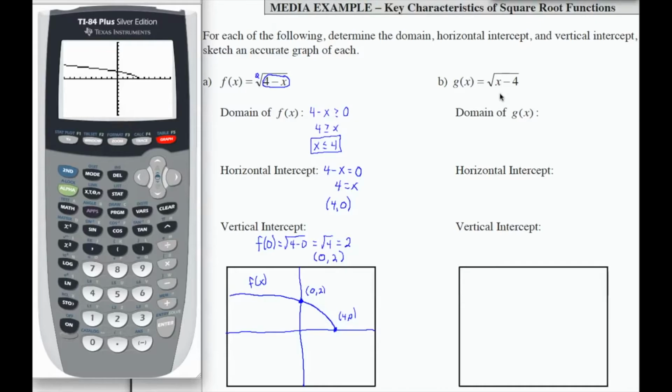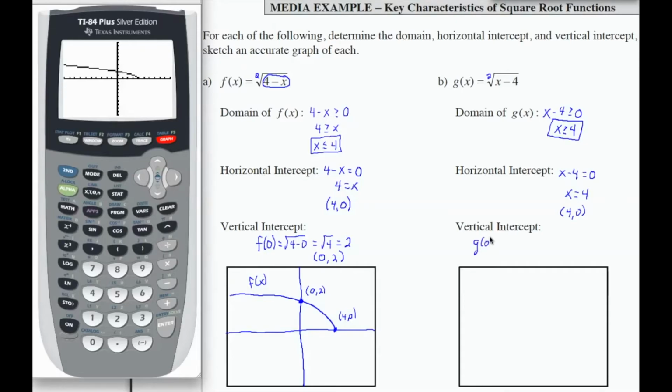Let's look at function g of x and take the same approach. So g of x equals the square root, I'm going to put the 2 here, of x minus 4. Once again, for a square root function, we want what's underneath the radical to be greater than or equal to 0. If I add 4 to both sides, that means x is greater than or equal to 4. That is my domain. To find the horizontal intercept, I take what's underneath the radical and set it to 0. I'm going to add 4 to both sides, so I have the same horizontal intercept as I did for the other function.